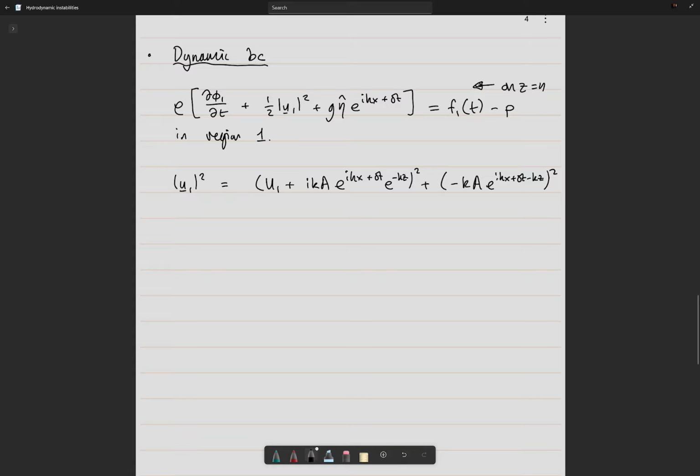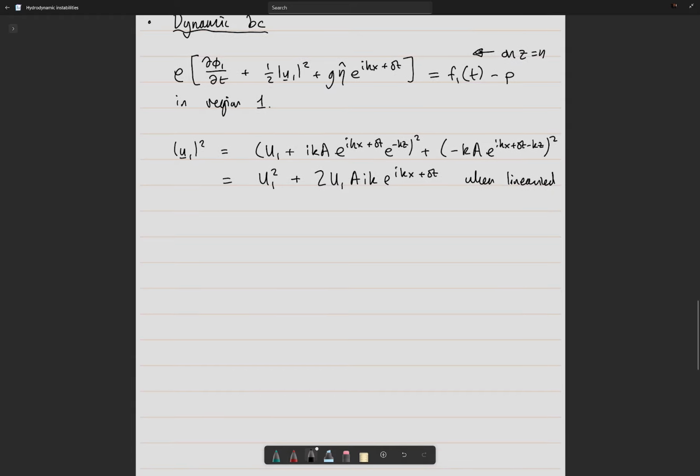So let's start linearizing this again, and the only terms that remain when we linearize are u1 squared plus 2 u1 aik e to the ikx plus sigma t. And again, linearizing e to the minus kz on z equals eta, well, this will be doubly small if we take any contributions from eta, so we just evaluate it on z equals 0. So this is when linearized.